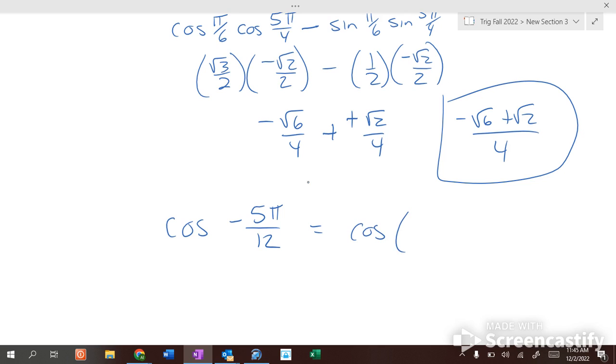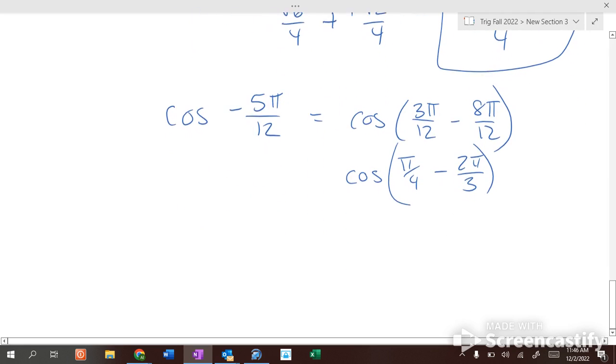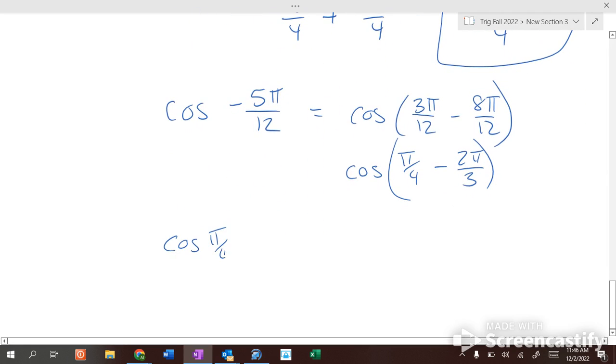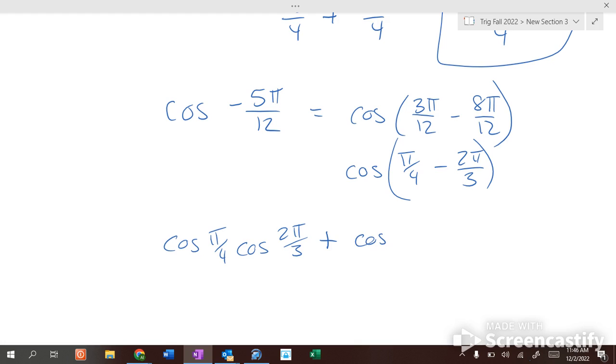So it's the cosine of 3 pi over 12 minus 8 pi over 12. So it's the cosine of pi over 4 minus 2 pi over 3. Let me just write it out. Cosine of pi over 4, cosine of 2 pi over 3, plus. Why is it plus? Because if it's subtraction in there, it's addition down here. That's how it works for cosines. Sine of pi over 4, sine of 2 pi over 3.